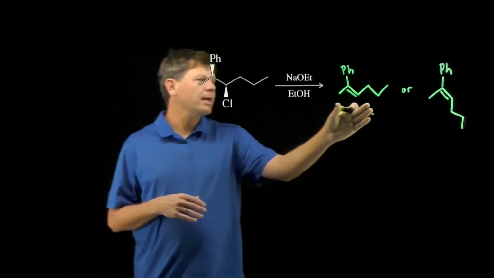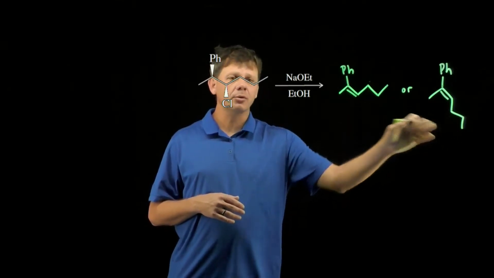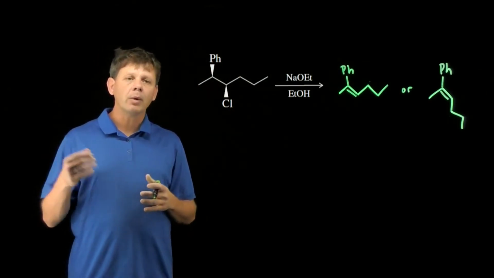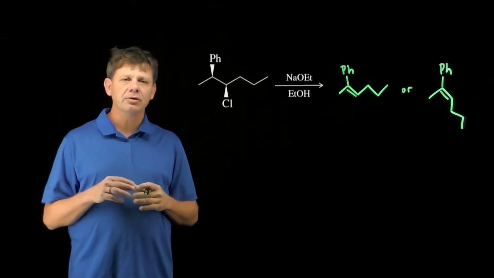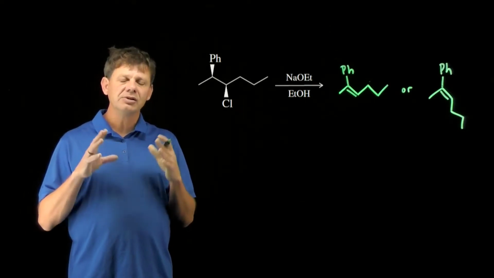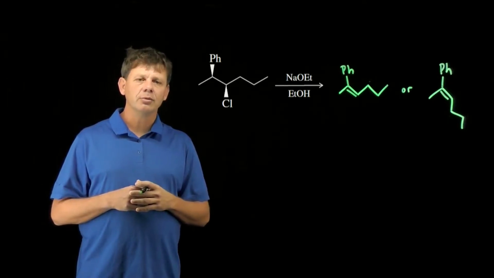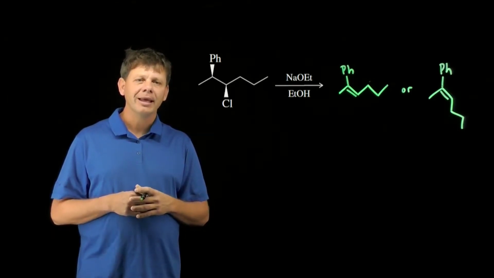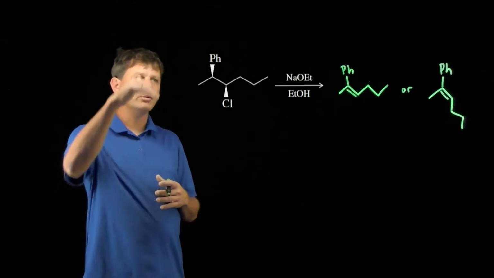And so how do we pick which of these two products is going to form, because only one is going to happen? Well, we're going to make sure that we follow the rules of E2 elimination, which says that the hydrogen that gets removed must be anti and coplanar to the leaving group. And so that's going to require us to draw Newman projections.